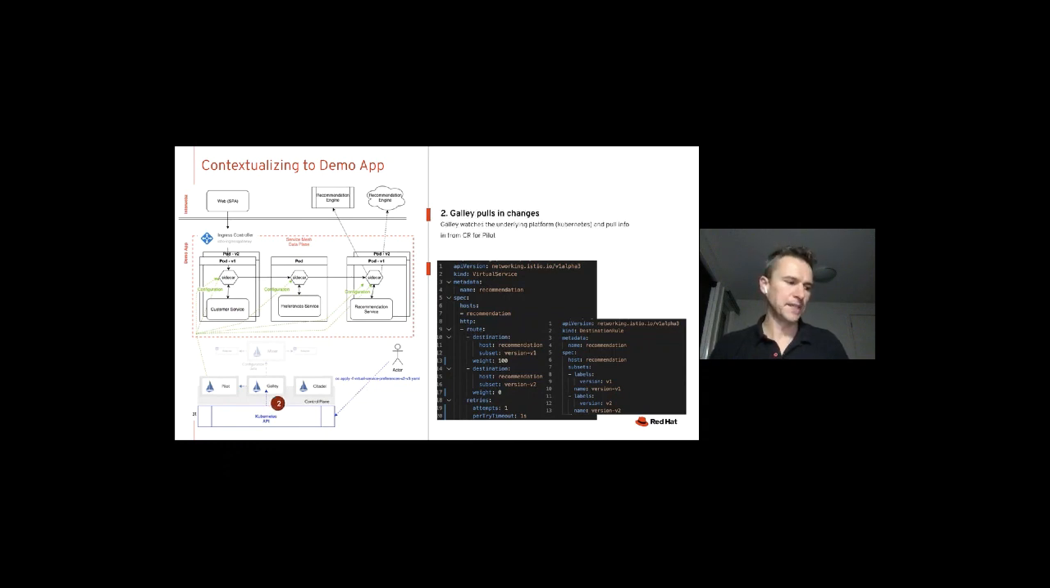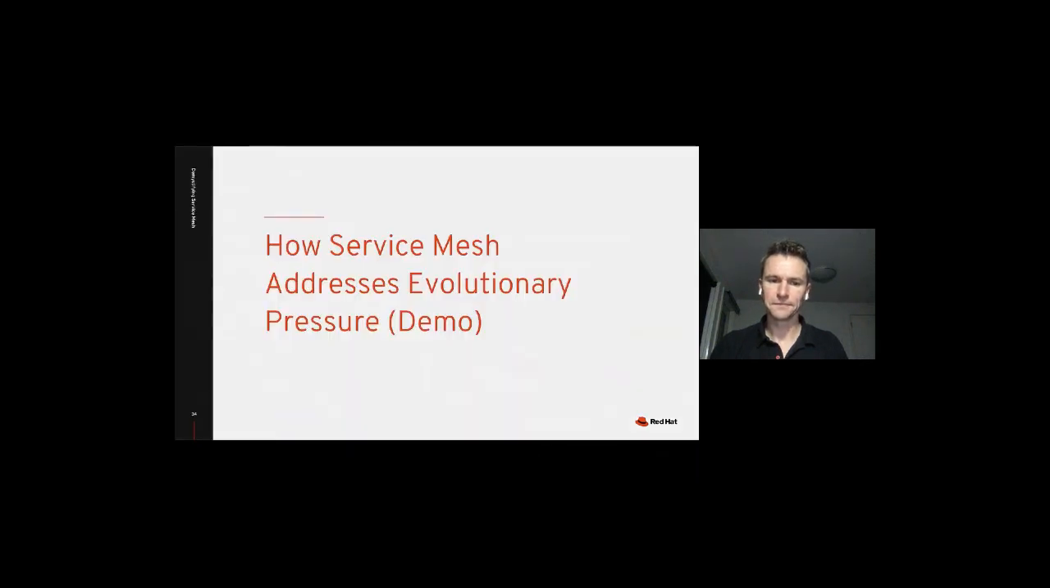It looks for changes in those resources and it translates them into Istio speak. Ah, this is a virtual service. This is a destination rule. That goes to the Pilot. The Pilot knows where all the different Envoys are and makes sure that all the Envoys get this update about what the state of play is for all these virtual services and destination rules.